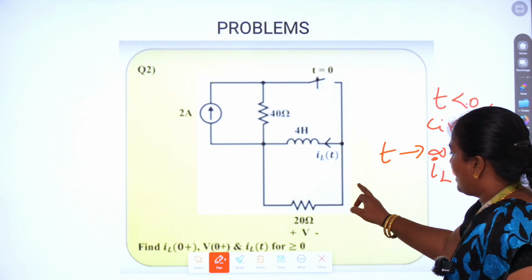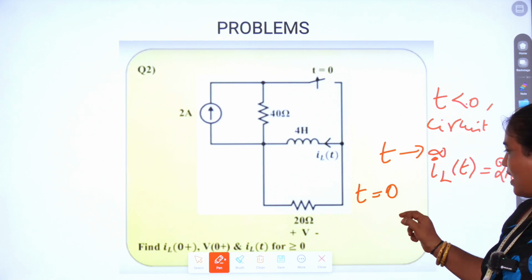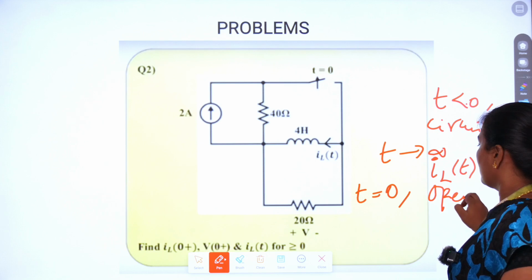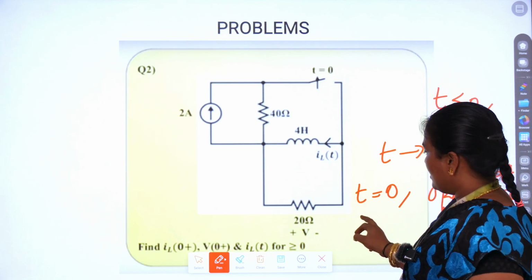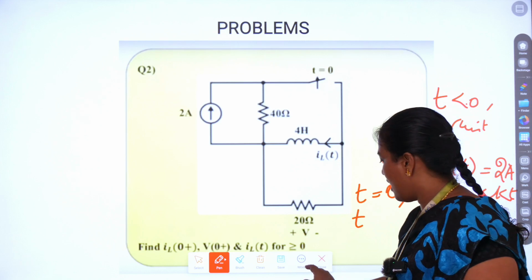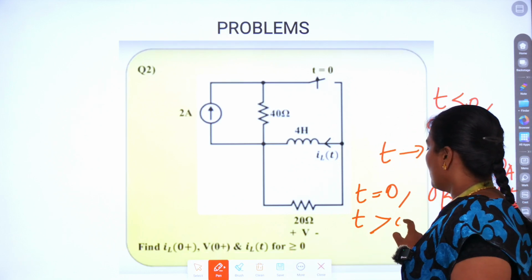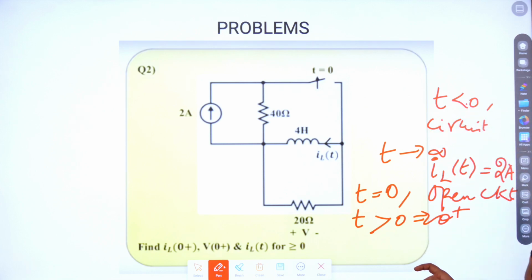After this we have to calculate for t equal to 0. At t equal to 0, my switch is under open circuit, so we do not take that into consideration. Next, we have been asked to find out the value for t greater than or equal to 0. Greater than 0 indicates that it is 0 plus, so we have to find the value at 0 plus.